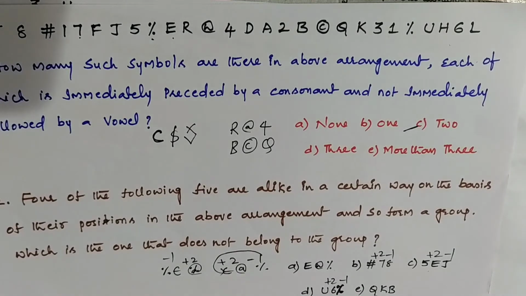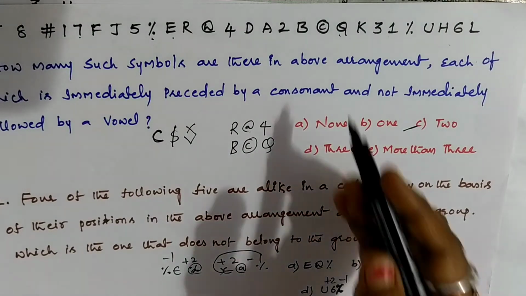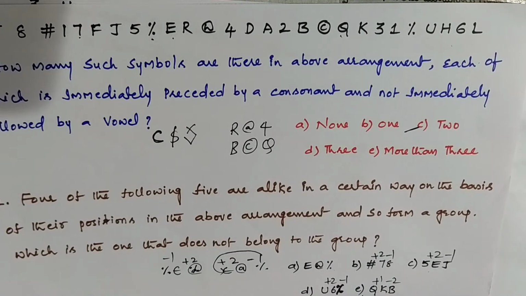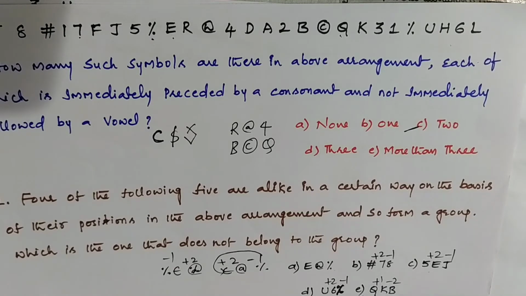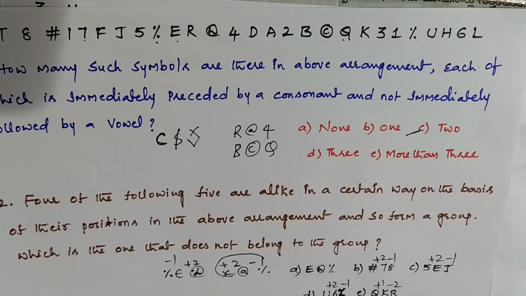Next one, we need not check, definitely this is the right answer. QKB, QK plus 1, B minus 2. So this pattern is arranged in a different way. So this is the different one. This does not belong to this particular group. This is the right answer.